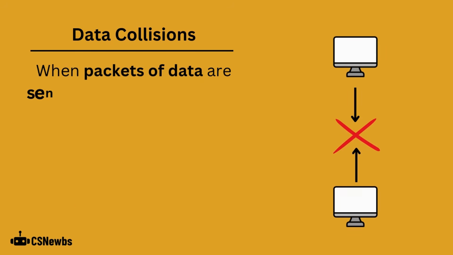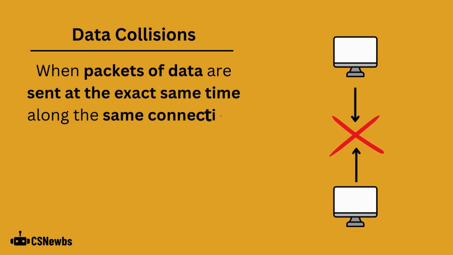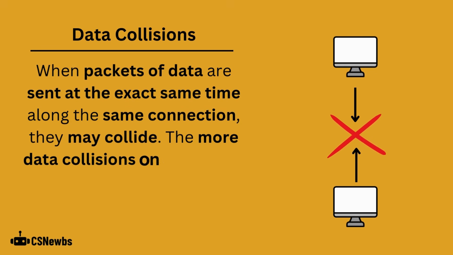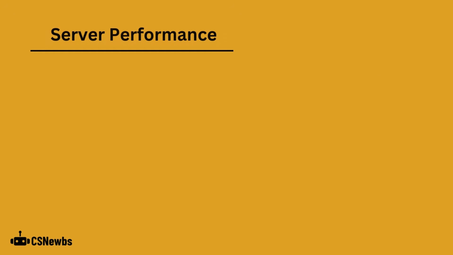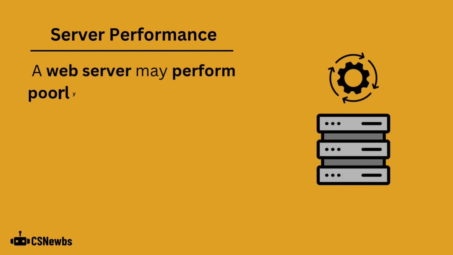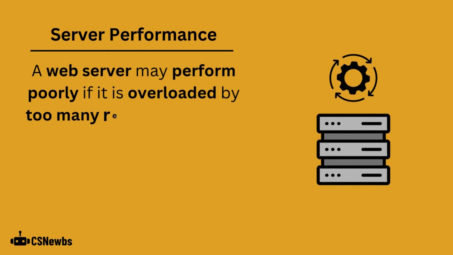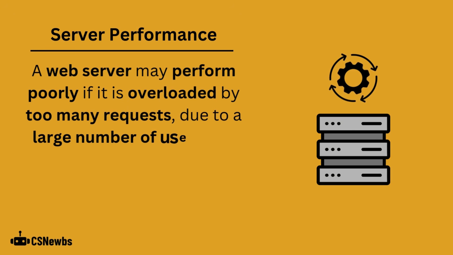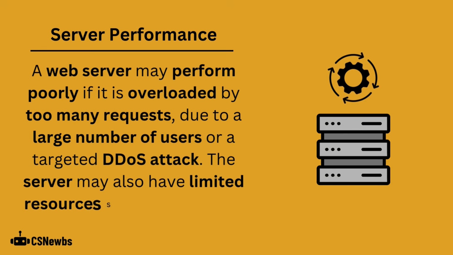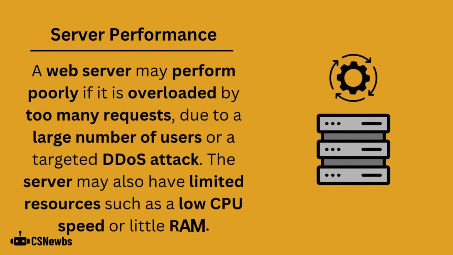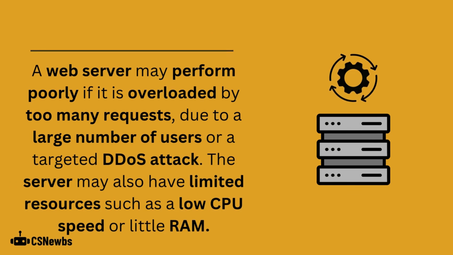When packets of data are sent at the exact same time along the same connection, they may collide. The more data collisions on a network, the slower it will perform, as the data will need to be resent. Finally, a web server may perform poorly if it is overloaded by too many requests, maybe from a large number of users, or maybe from a DDoS attack. The server may also have limited resources, such as a low CPU speed or little RAM.